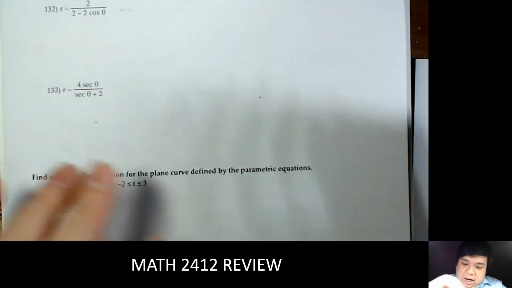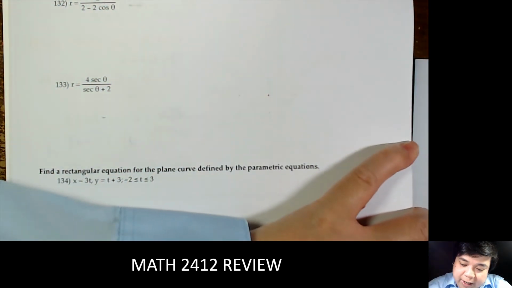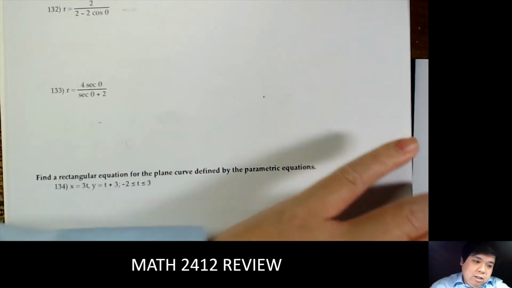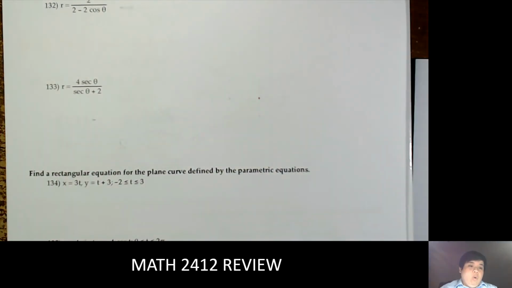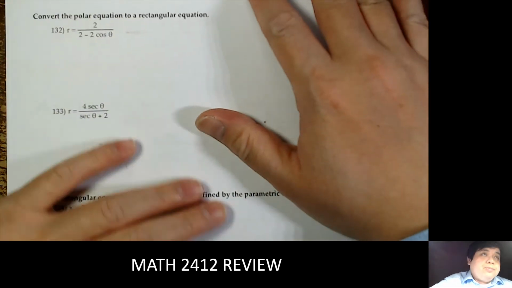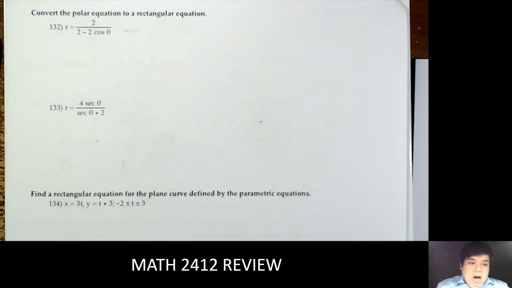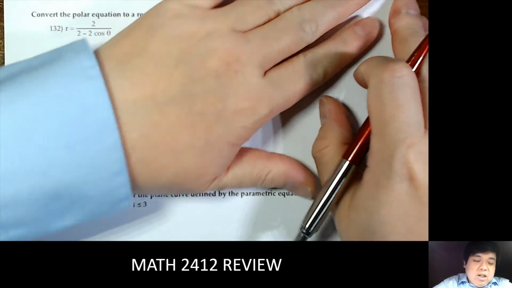Right. The next two are actually kind of complicated, and there's not much option we can do. We have to be extra careful. So we turn this polar equation into a rectangular equation, meaning that we're going to write this equation in terms of x and y. Like I said, a bit tricky though. So let's just write down what we can use.